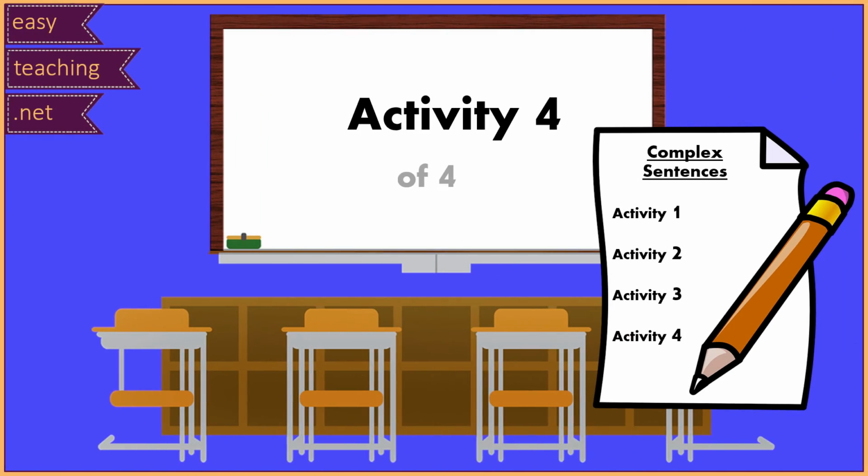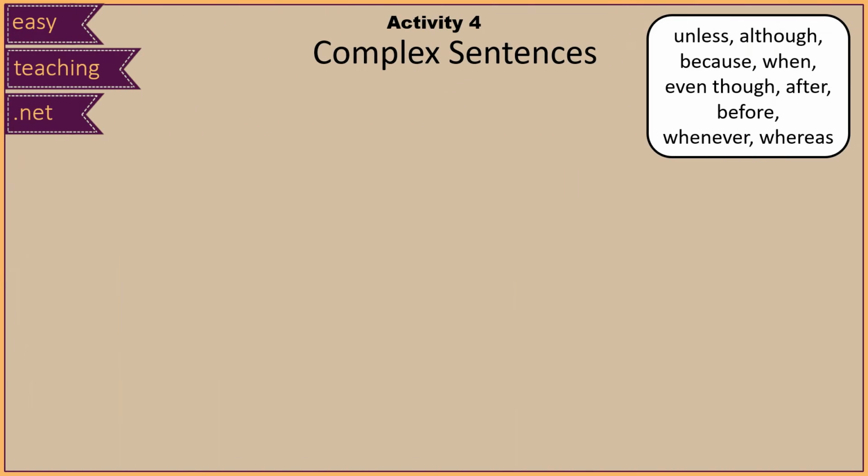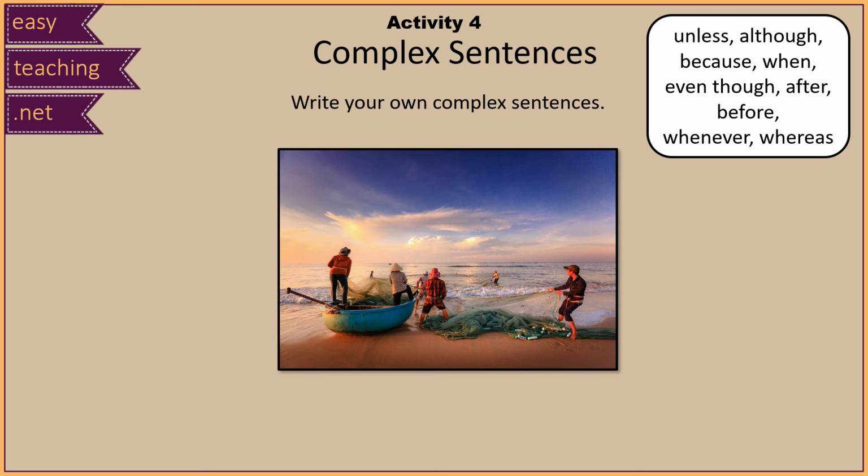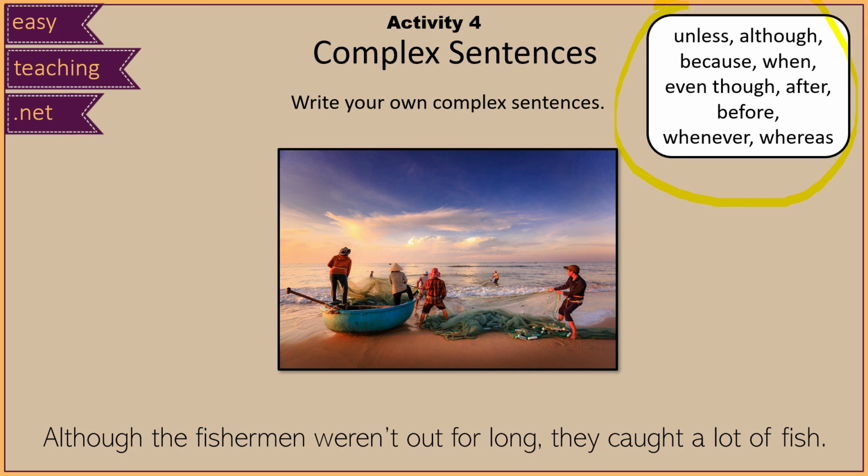Activity 4. In Activity 4, you will be writing your own complex sentences, using pictures to help you. For example, here's a picture I'm going to use to help me come up with a complex sentence. Here are some conjunctions I can choose from. I'm going to write, although the fishermen weren't out for long, they caught a lot of fish. I know this is a complex sentence because it has a dependent clause and an independent clause.